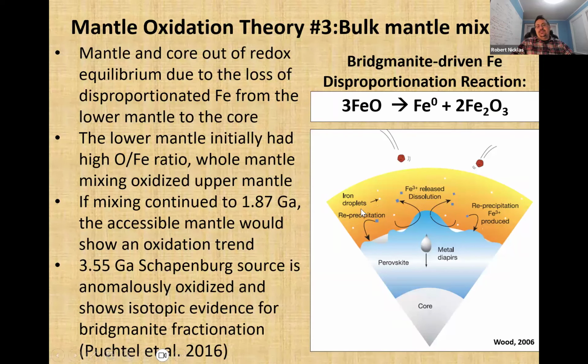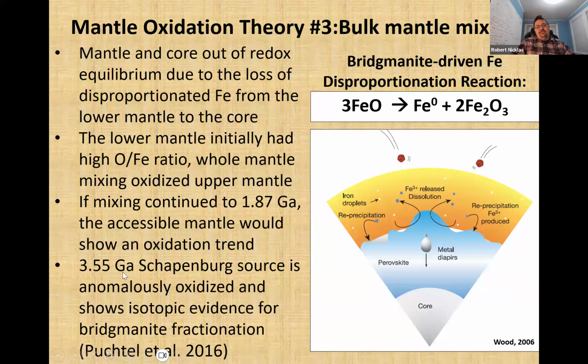However, if this mixing was incomplete, if we still had more mantle heterogeneity left over from core formation in the Archean than we have now, then this could lead to an oxidation trend. If there were still bits of the lower mantle that had not yet mixed with the upper mantle up until 1.87 billion years, the accessible mantle would show an oxidation trend. Mind you, all the lavas we have are from the upper mantle. So when we talk about mantle redox, we're really talking about upper mantle redox.